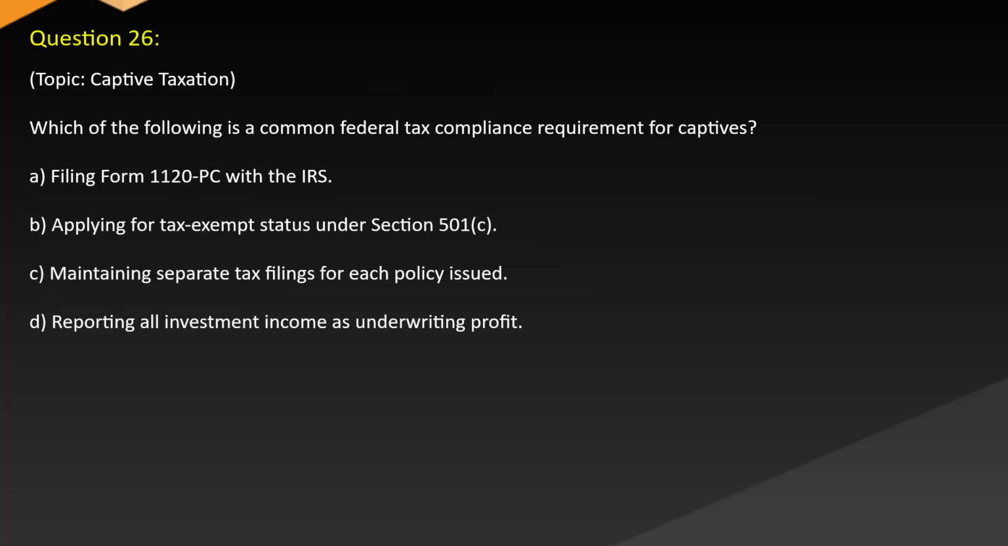Question 26, topic: captive taxation. Which of the following is a common federal tax compliance requirement for captives? A, filing Form 1120-PC with the IRS. B, applying for tax-exempt status under Section 501. C, maintaining separate tax filings for each policy issued. D, reporting all investment income as underwriting profit.